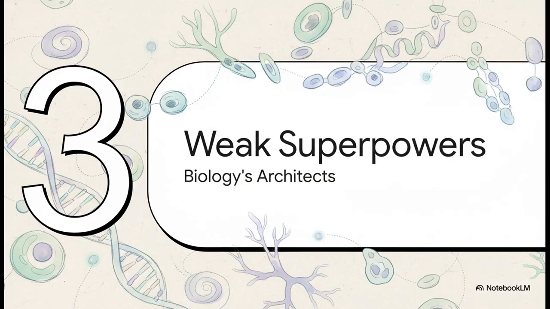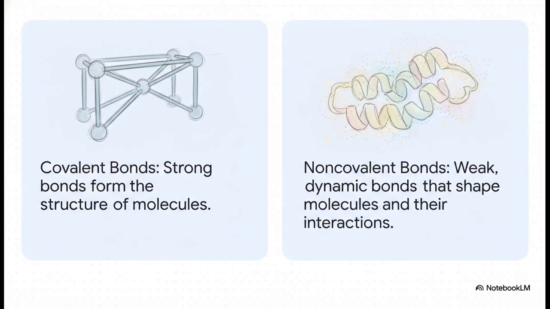And now, we get to the most fundamental level, the tiny forces that govern all of these interactions. These are what I like to call biology's weak superpowers. You know, in chemistry, we always talk about the strong covalent bonds, the kind that are like the steel beams that build the structure of molecules. But the real action in biology happens with these other bonds, the weak, non-covalent ones. They don't form the molecules, they shape them. They aren't structural, they're dynamic. They're constantly forming and breaking.